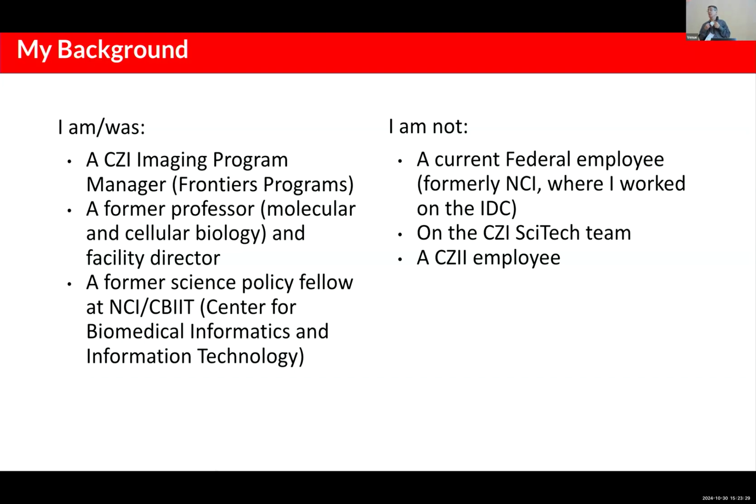I am currently a program manager at CZI on the imaging program, where I oversee our Frontiers of Imaging programs. I am a former science policy fellow, which is where I got involved with data management and data science. And I'm a former professor where we generated a lot of data, especially as a facility director. What I am not: a current federal employee, which means I am not currently working on one of the projects I will talk about. I am not on CZI's science technology team, which is a software development team who developed the other project I'm going to talk about. And I'm not a CZ Imaging Institute employee, which is the other part of the second project.